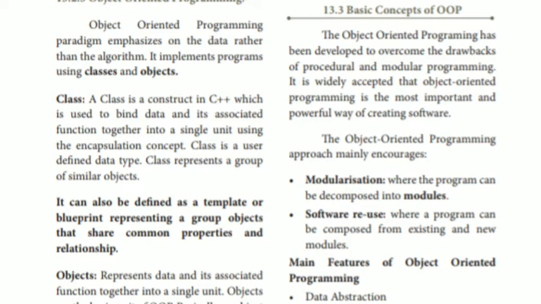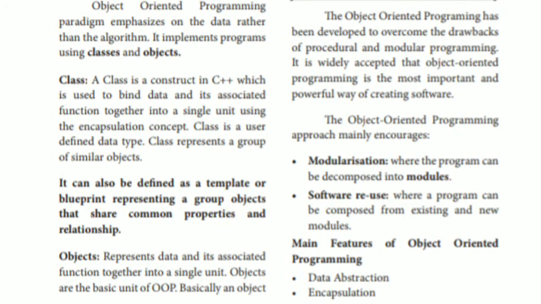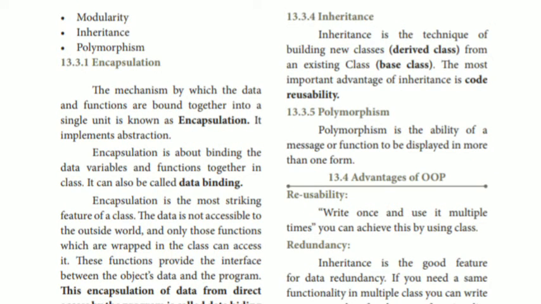Okay, next, software reusability is the main concept in C++, where the program can be composed from existing and new modules. The main features பார்த்தீங்கன்னா encapsulation, data abstraction, modularity, inheritance, polymorphism. Okay, we move to encapsulation, the mechanism by which the data and functions are bound together.